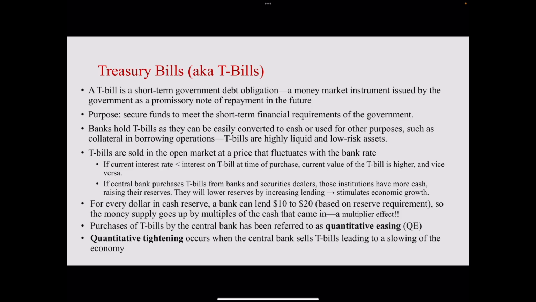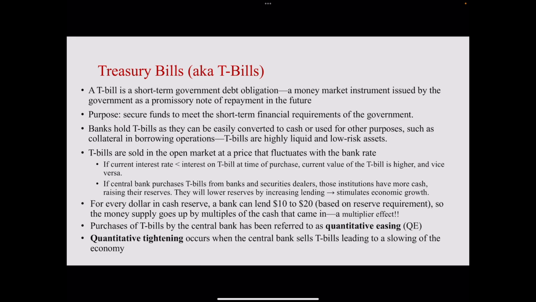And T-bills are sold in the open market at a price that fluctuates with the bank rate. If at the time of purchase the interest rate is less than the interest on an existing T-bill, the current value of the T-bill is higher, and vice versa. If the interest rate is higher than the interest on the T-bill, then the value of the T-bill goes down.